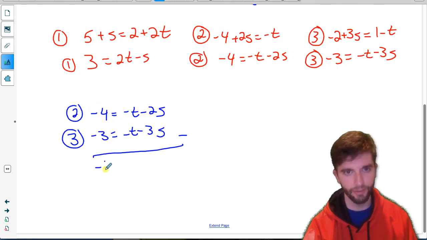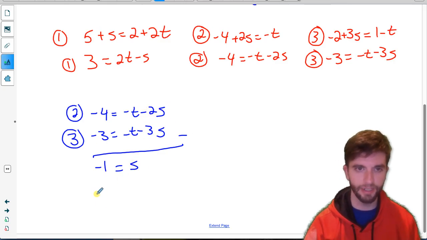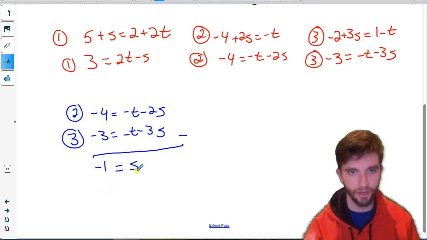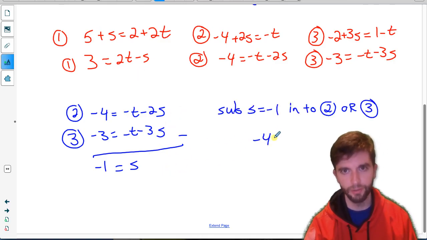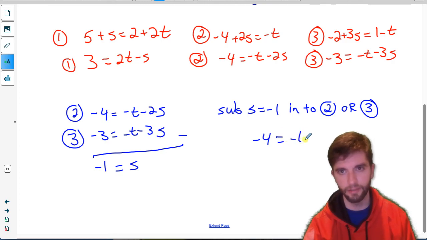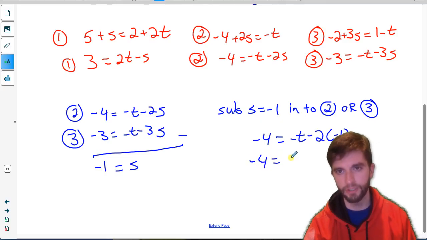-4 minus -3, that's -1. Negative t minus negative t is 0. And negative 2s minus negative 3s is 1s. So I get s equals -1. And now I sub that value into equation 2 or 3 to get the value of t that makes those two equations true. So I'll just sub it into equation 2. -4 equals negative t minus 2 times s, which is -1. So -4 equals negative t plus 2.